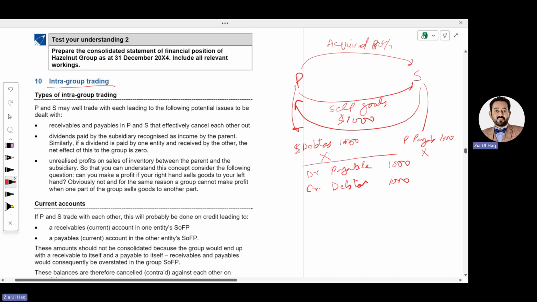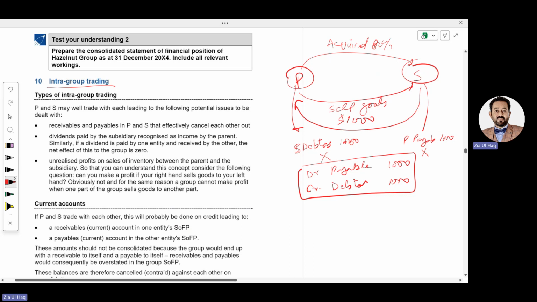While preparing consolidated financial statements, we need to adjust this entry because the intergroup transaction debtors and payables are not from outside, they are within the group, like from one pocket to another pocket. So we need to adjust these payables or receivables that relate to intergroup. Intergroup means between parent and subsidiary.